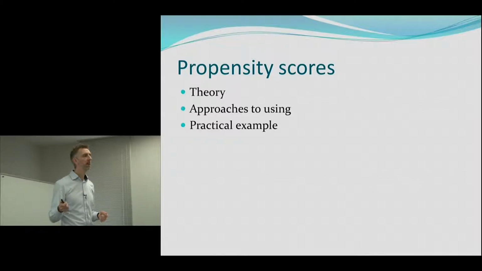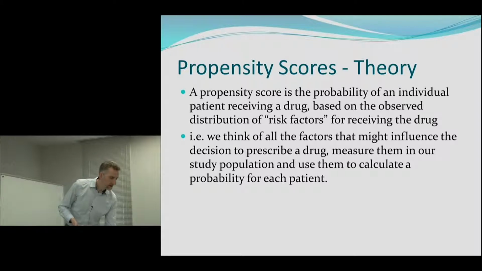Which brings us on to propensity scores and how I think they can help us to avoid this problem. So we'll talk about the theory, approaches to using them, and we'll use a practical example to take us through how this works. So the theory is that the propensity score itself is simply the probability that an individual would receive a drug based on the observed distribution of risk factors for receiving the drug.